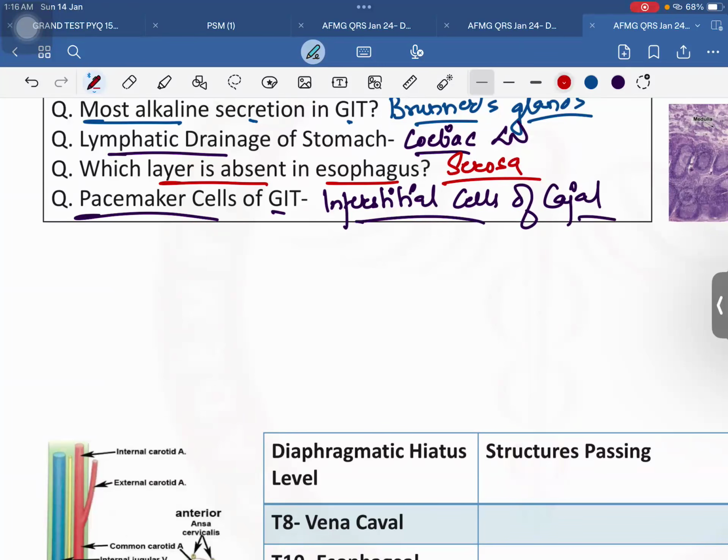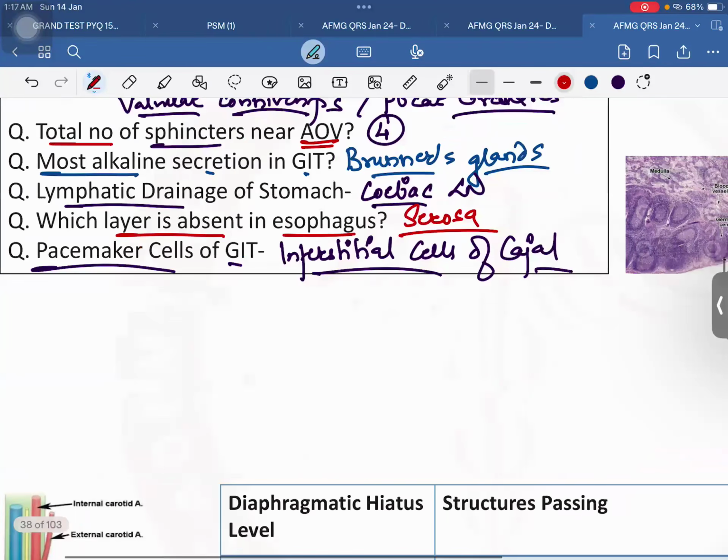We know the pacemaker of the heart is the SA node, or the sinoatrial node, whereas the pacemaker of respiration, which was also a previous question, is known as the pre-Bötzinger complex.